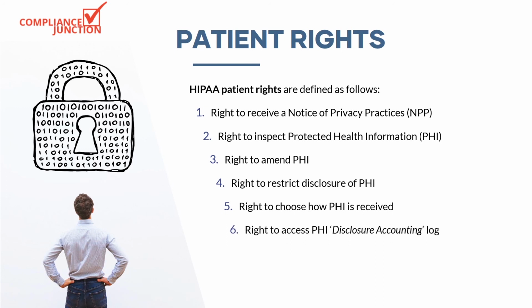The right to access the PHI disclosure accounting log. Patients can request access to this log, which contains information about with whom and for what purpose PHI was shared. The right to file a privacy complaint. Patients can complain to their health provider, insurer, or HHS within 180 days of a privacy violation being discovered.